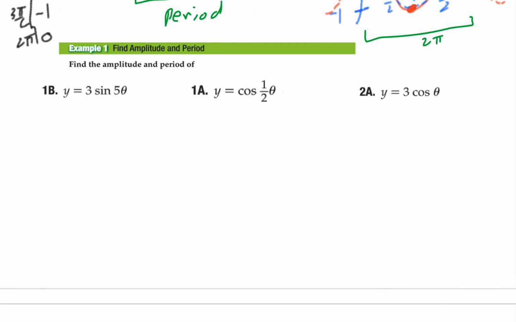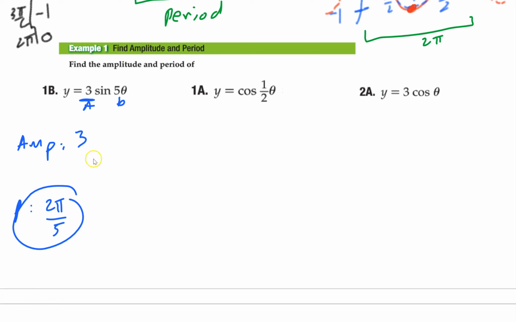So all they want me to do here is to find the amp and the period. My amp here is the number in front, 3, done. The period's a little more work. It's 2 pi over b. That's your b. So it's 2 pi over 5. And that's pretty much it. That's the period, that's the amp. Over here, amp is the number in front. There's no number in front in this case, so it's just 1.